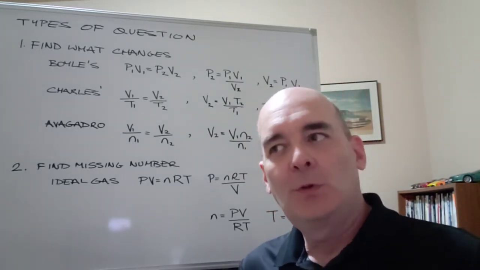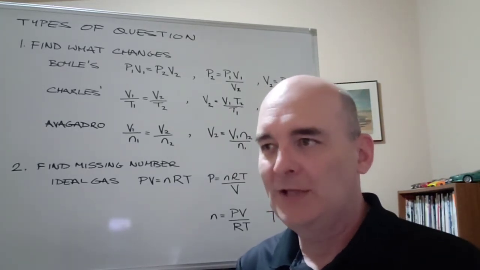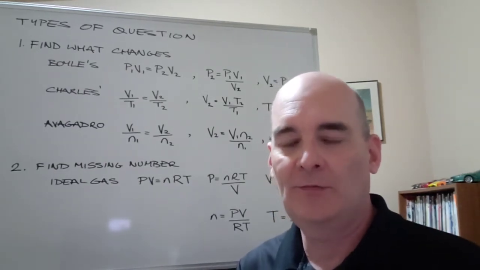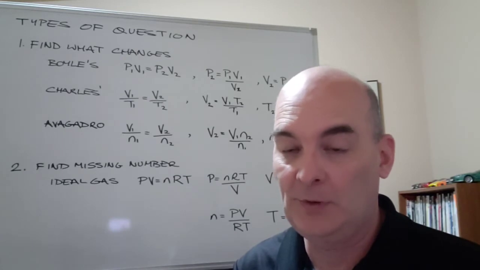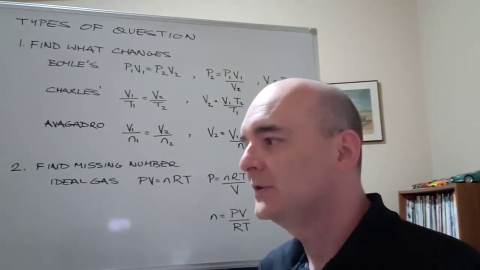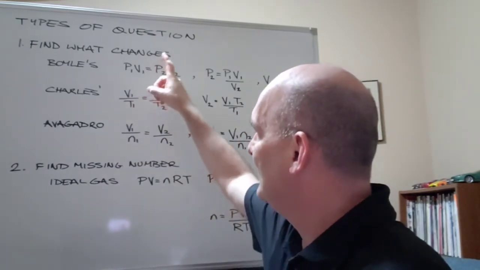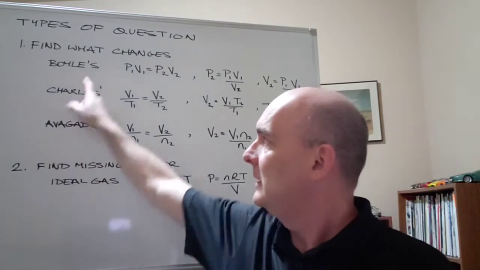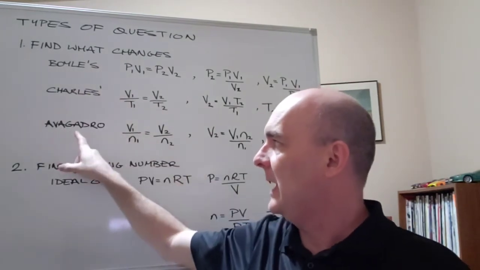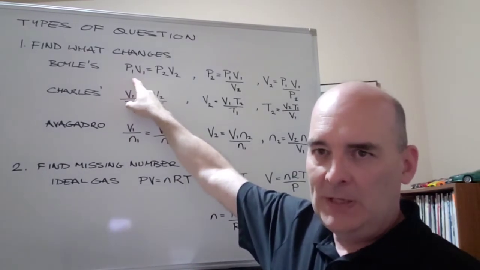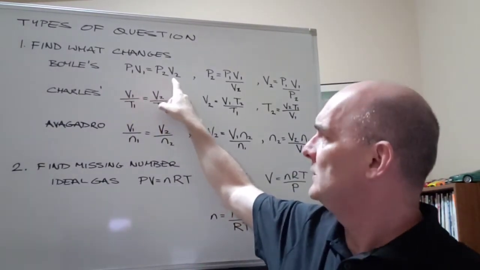So a question will be, here is a balloon, it has a pressure and a volume. What happens when I change the volume of the balloon? Those questions that ask you to find a change fall into three categories: Boyle's law, Charles's law, and Avogadro's law. Boyle's law, remember, is P1V1 equals P2V2.